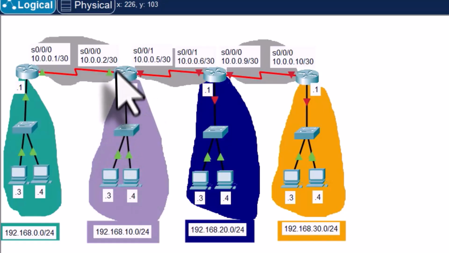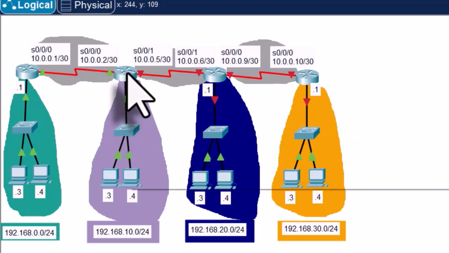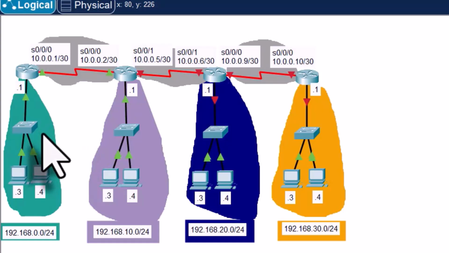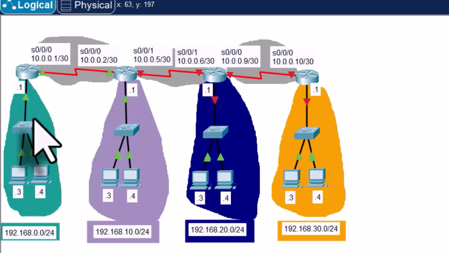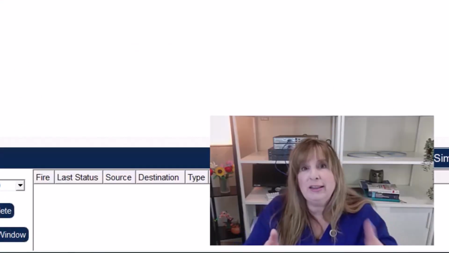Now, when you configure router 2 here that is connected to the purple network, the 3 static routes that you should see on router 2 are the teal network, the blue network, and the orange network. Okay, and then same thing for router 3. You will end up seeing the 192.168.0.0 network, the 192.168.10.0 network, and the 192.168.30.0 network.